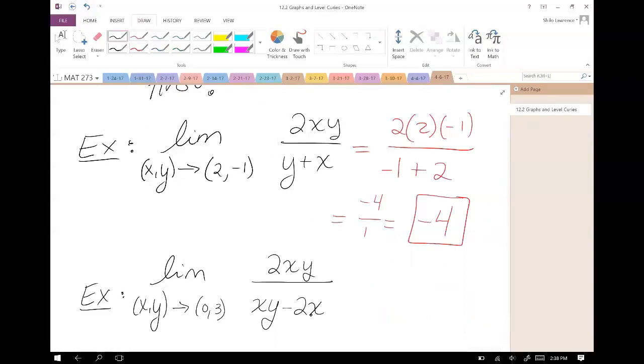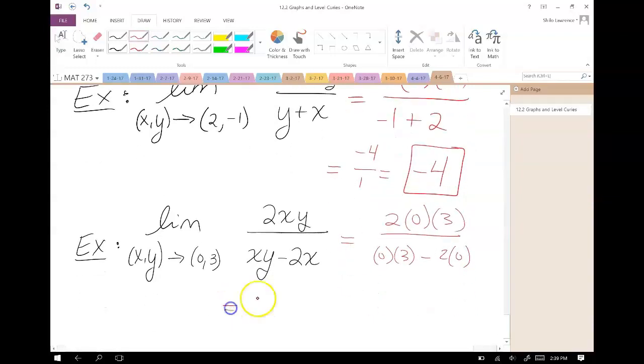The limit as x, y approaches (0, 3) of 2xy over xy minus 2x. Always try direct substitution first and see what happens. Zero over 0, which is indeterminate. 0 over 0 is indeterminate. L'Hopital's, we do not have a L'Hopital's rule for functions of several variables.